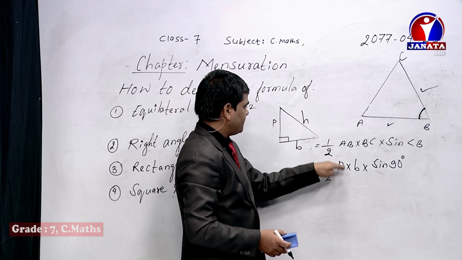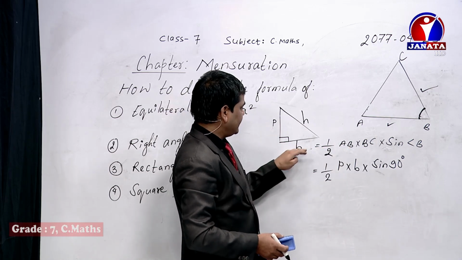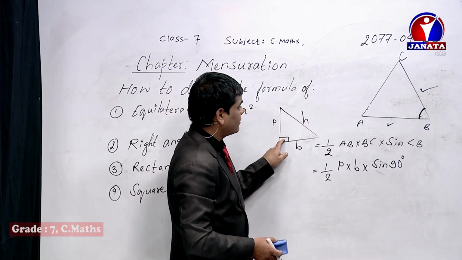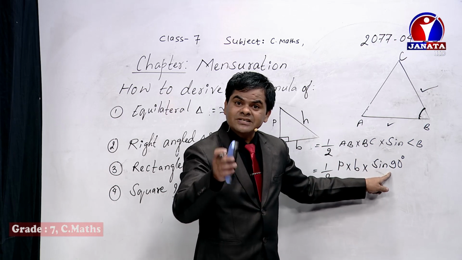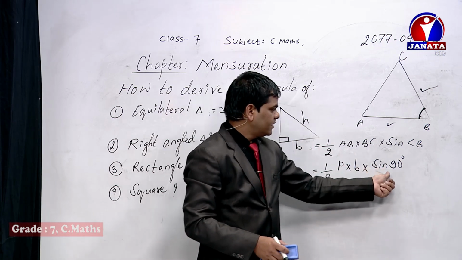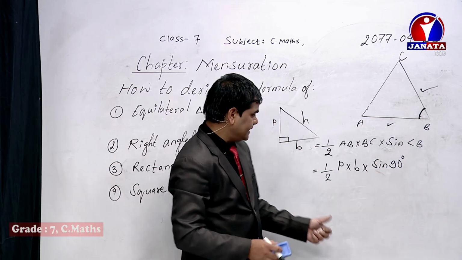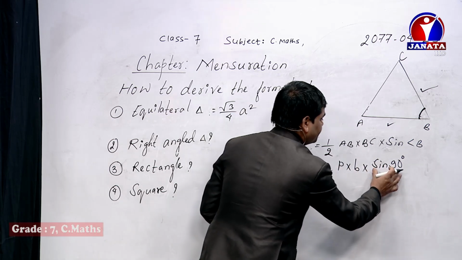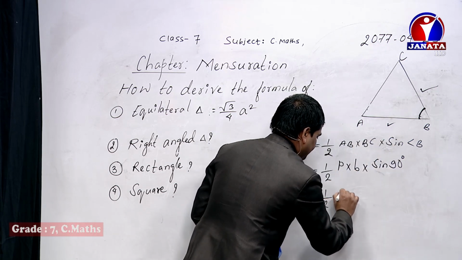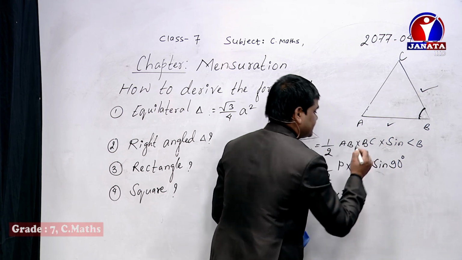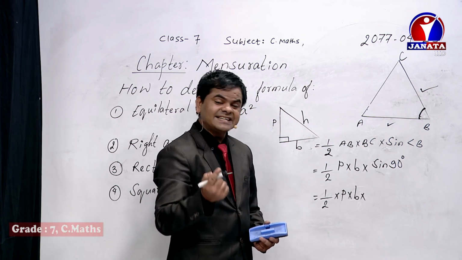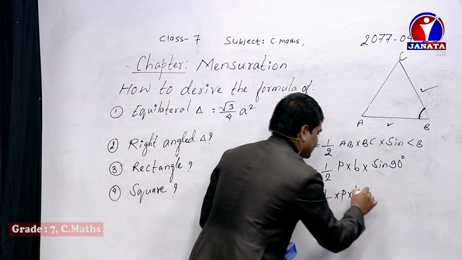1 by 2, in place of AB there will be P, and in place of BC there will be B, and then the middle angle is given as, in the equilateral triangle there was 60 degrees. So here, as it is a right angle triangle, the middle angle comes as 90 degrees. So let's keep the value of sine 90 degrees. What happens? 1 by 2 perpendicular into base into, what is the value of sine 90 degrees, dear student? The value of sine 90 degrees is 1. So let's keep 1 here.